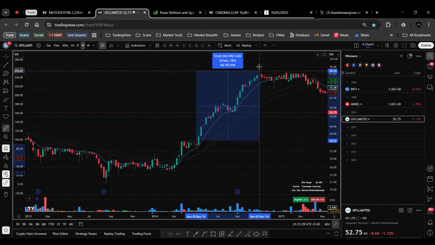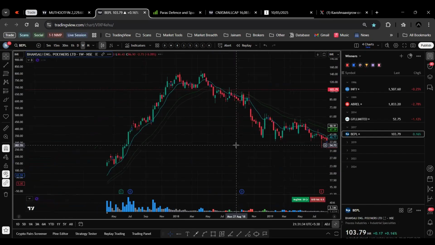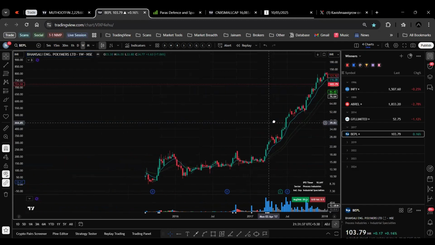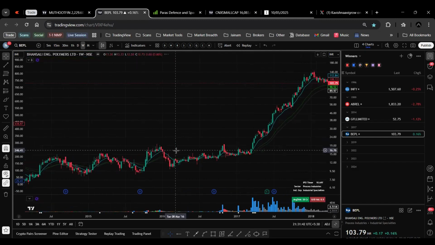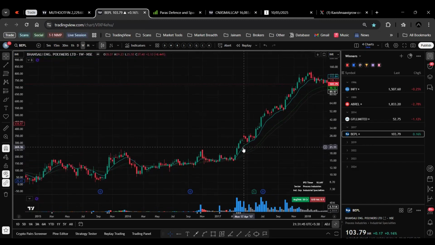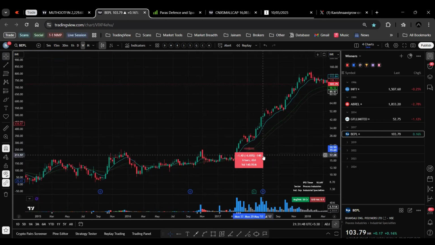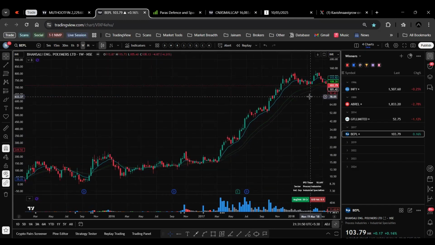See, it moved 150% in 26 weeks. Good move. Then in 2017, BEPL, just see this chart. It broke out of a long term range and started to move up. It took time. It took six to 7 weeks to form a proper base, and then it continued.